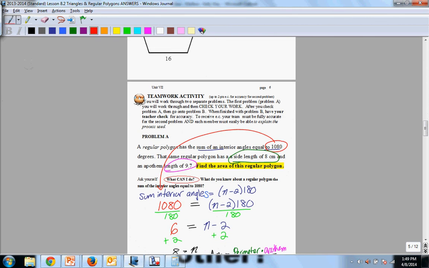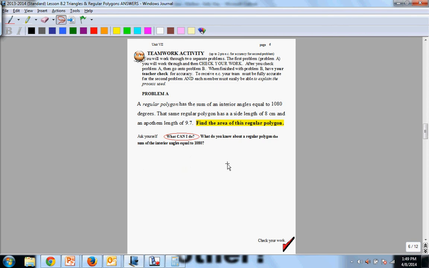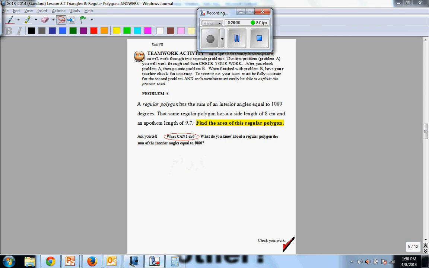Page 6, you're going to work together as a team. You read it out loud. You do it as a team. Page 6 is kind of like your warm-up. Hang on, let me stop my... Oh, how hard this is?